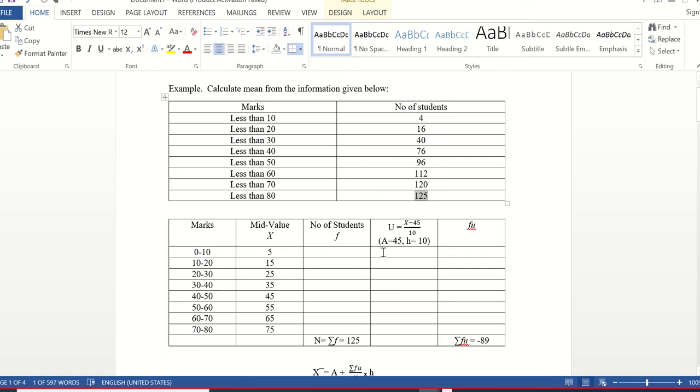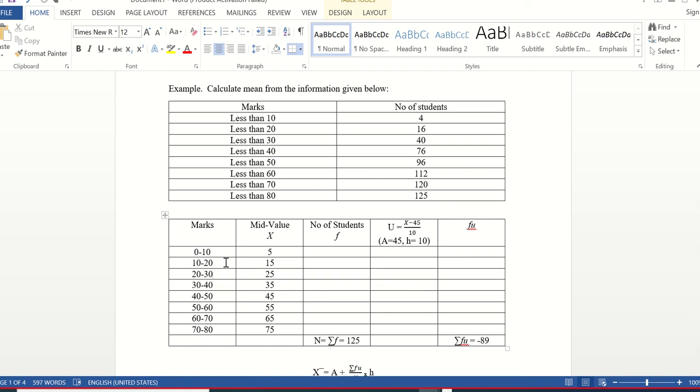So the first thing we need to do here is change this less than form into a normal continuous series, right? How do we change a series into a normal continuous series? This is how we will do. Less than 10, we will change it to 0 to 10. Then less than 20, we will change it to 10 to 20. Then less than 30, we will change it to 20 to 30, right?